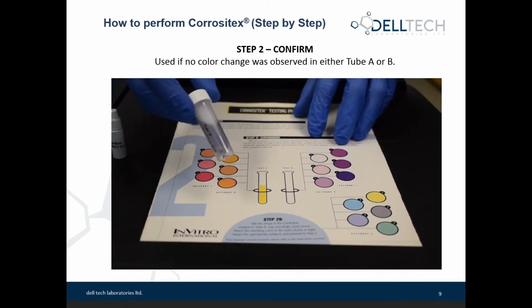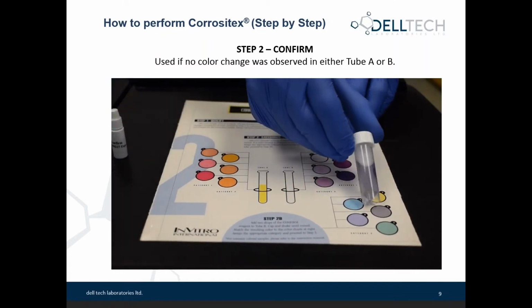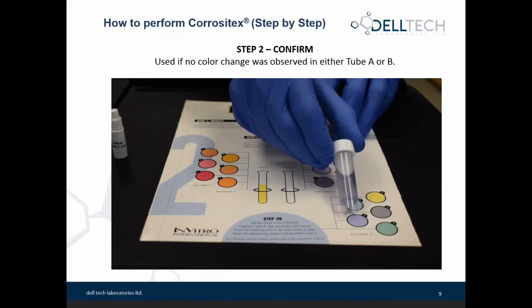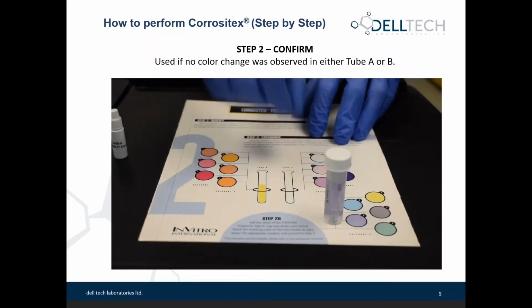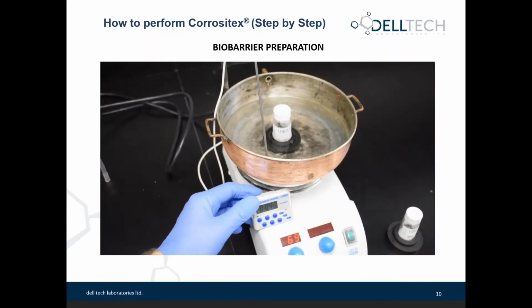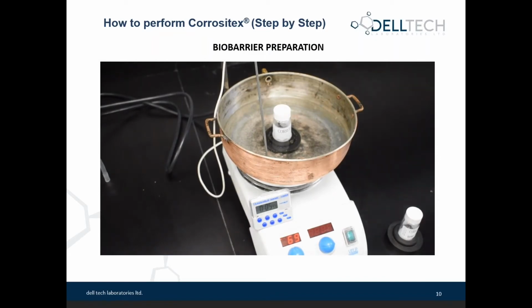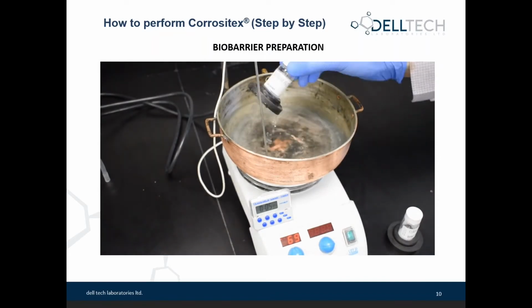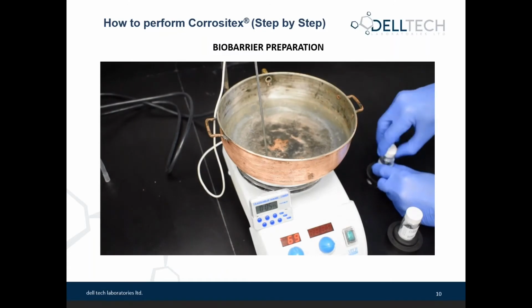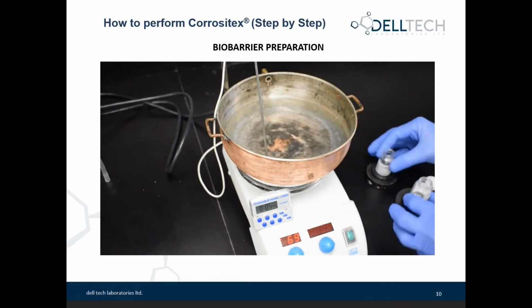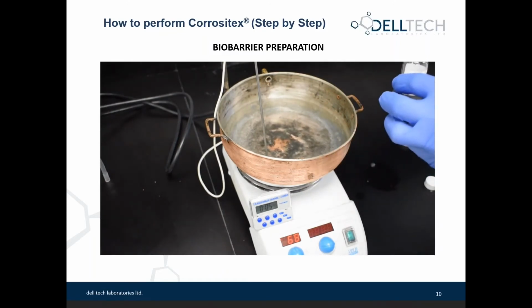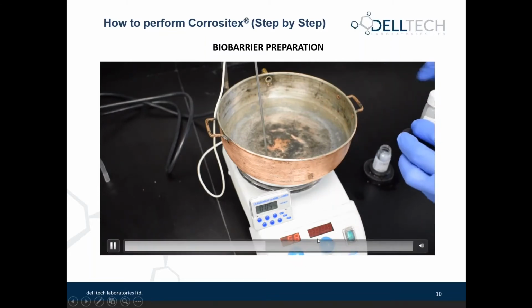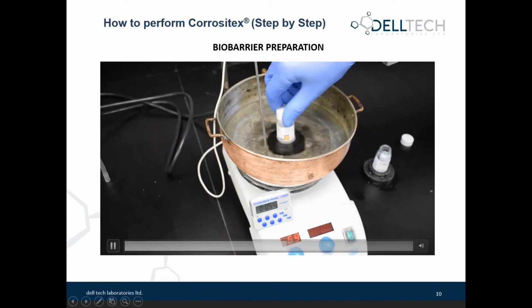You give it a bit of a shake, and you match up the color with the confirmed color code to get category 1 or 2. For your BioBarrier preparation, you'll take the BioBarrier matrix in a hot plate and heat it to 68 to 70 degrees. You do not want the temperature to exceed 70 degrees. That's why it's nice to have a thermostat controlled hot plate.